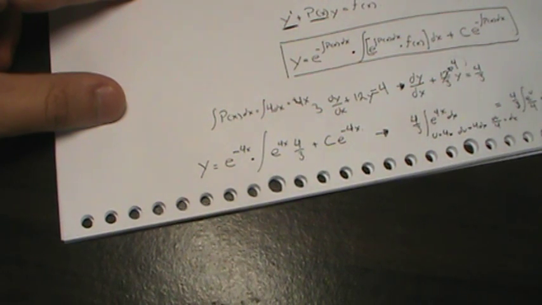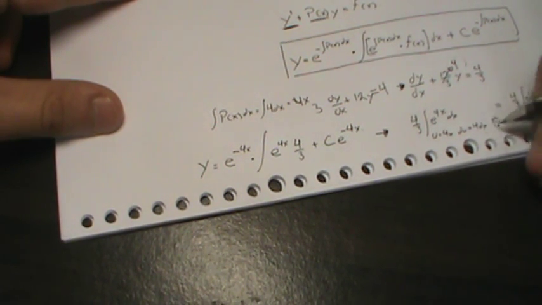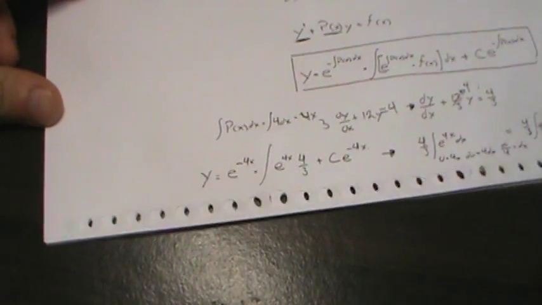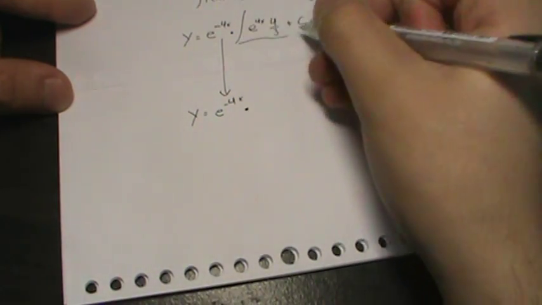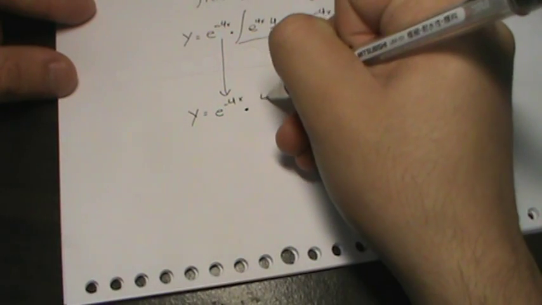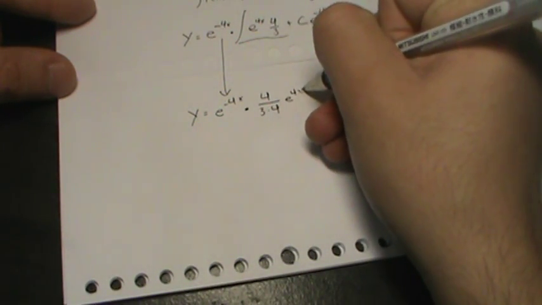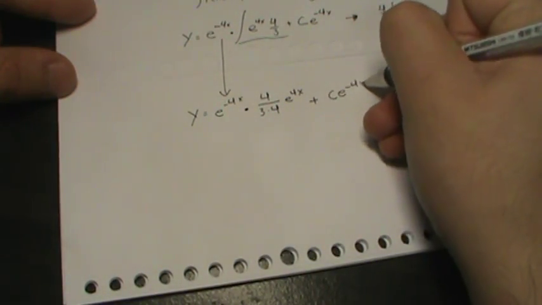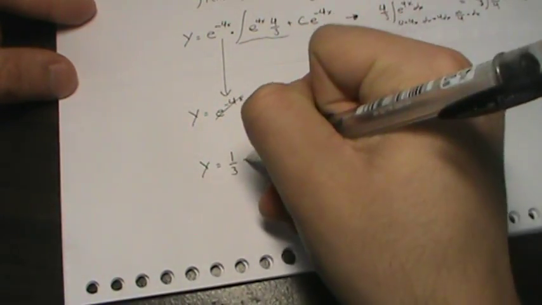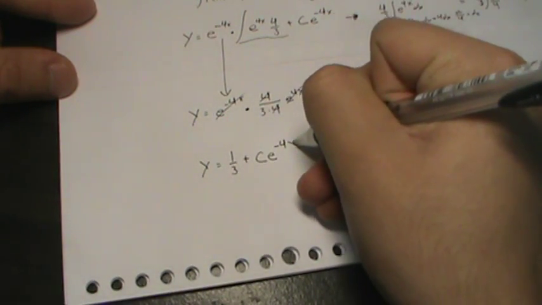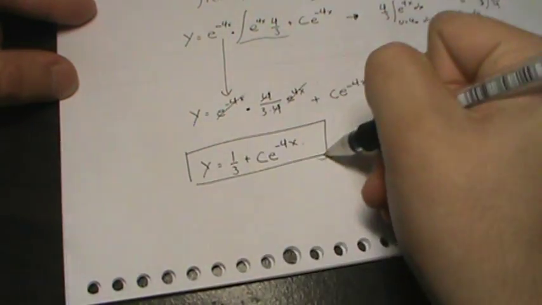Therefore we have 4/3 over 4 e to the u, where u is 4x, and we will replace it in the equation before. So now we have y equal to e to the minus 4x times the integral, which is 4 over 3 times 4 e to the 4x, plus c e to the minus 4x. Now we solve, and these cancel each other, so y is equal to 1/3 plus c times e to the minus 4x, and this is going to be our answer.